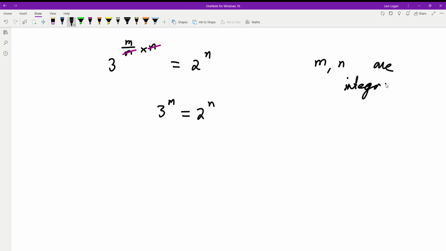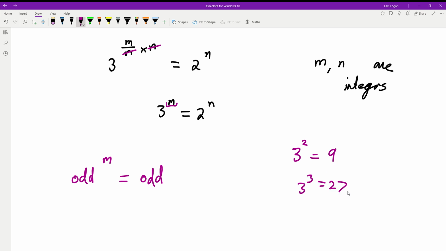So looking at this statement, can you see what's wrong here? If you take a whole number, or an integer, and you put it to the power of an integer, if it's odd the result will always be odd. For example, 3 squared gives you 9, that's odd. 3 cubed is 27, that's still odd.